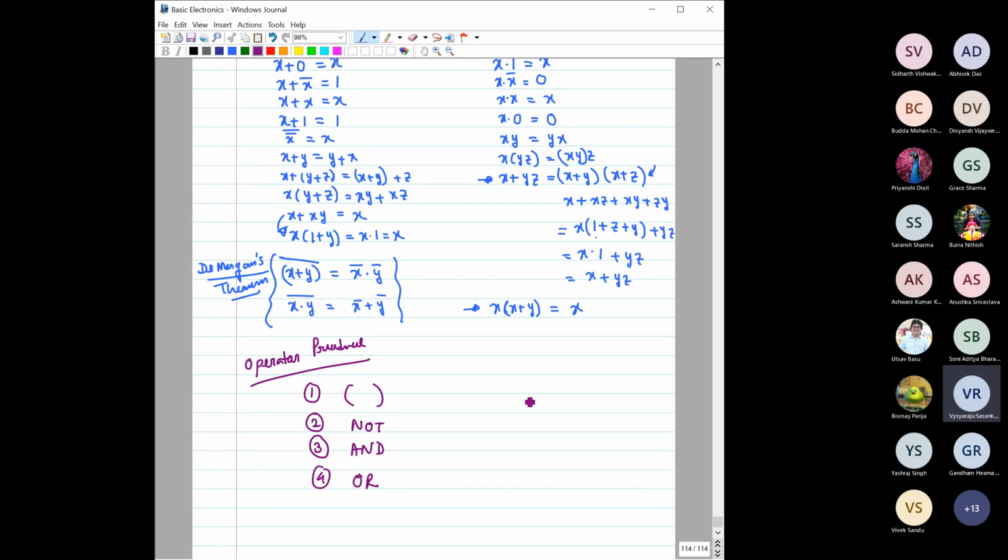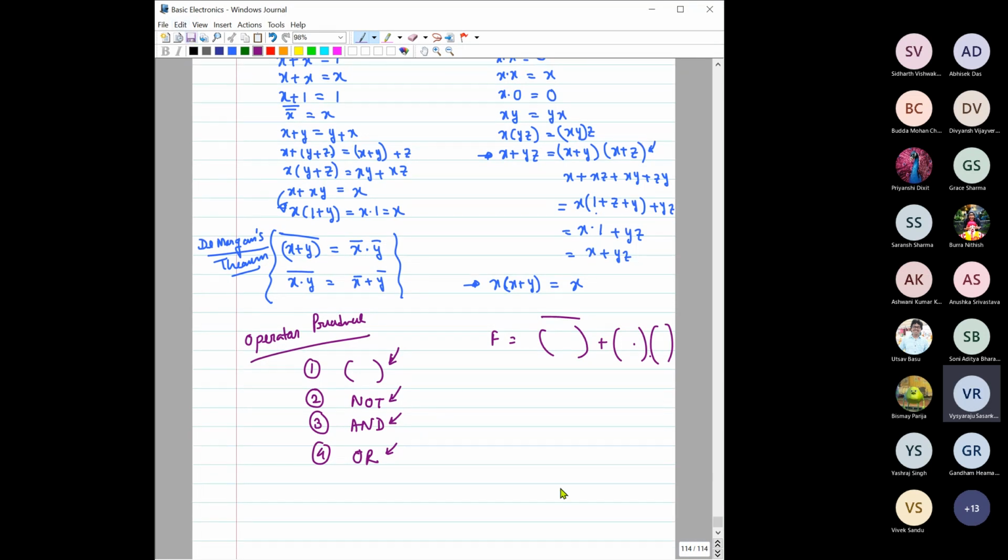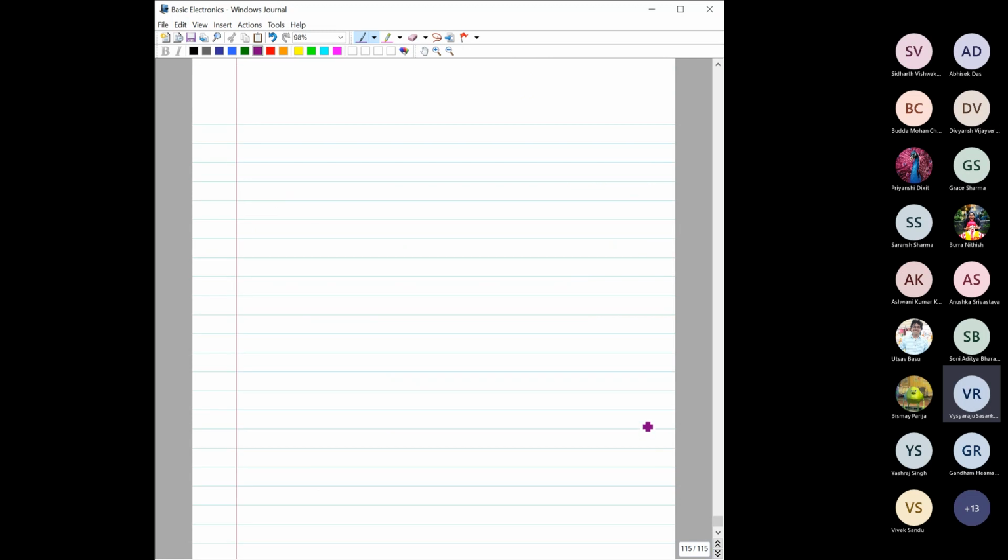So what does it mean? Suppose in a function you have brackets, then NOT operations, then OR operations, then some AND operations, and an AND operation between these two. Which operator should you evaluate first? The first one would be this, the second one is this, the third one is this, the fourth one is this. Okay, then we can go to the next page and see some examples of how we can do all these things.